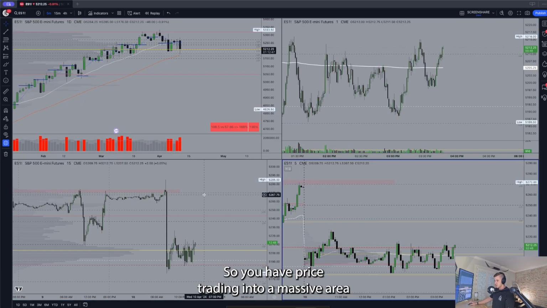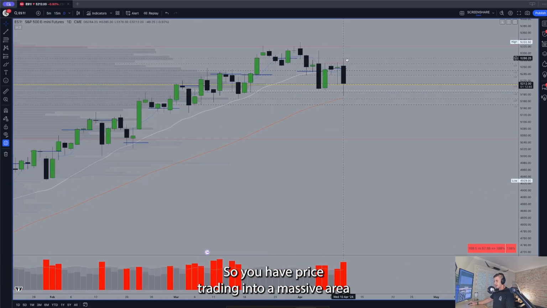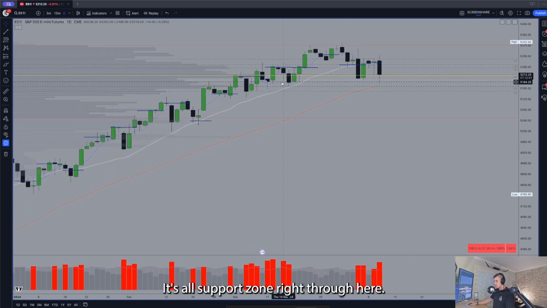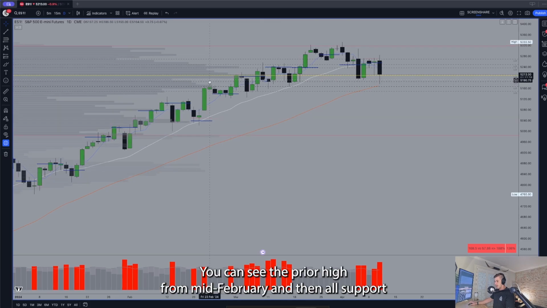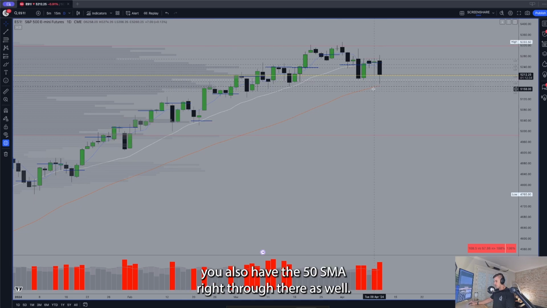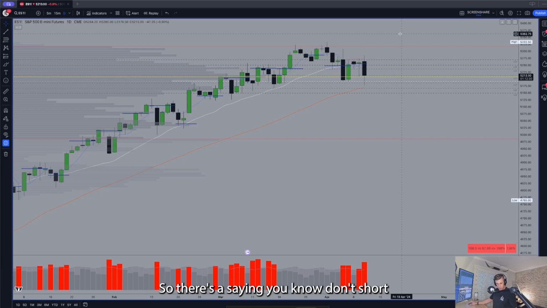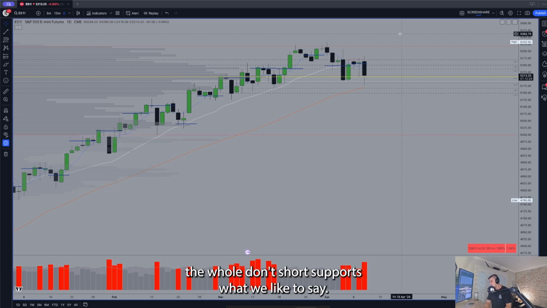So you have price trading into a massive area of daily time frame support. It's all support zone right through here. You can see the prior high from mid-February and then all support. You also have the 50 MA right through there as well. So there's a saying, don't short in the hole. Don't short support. It's what we like to say.